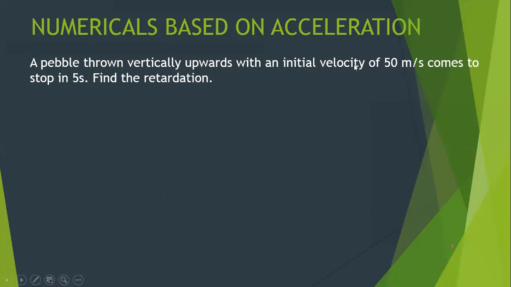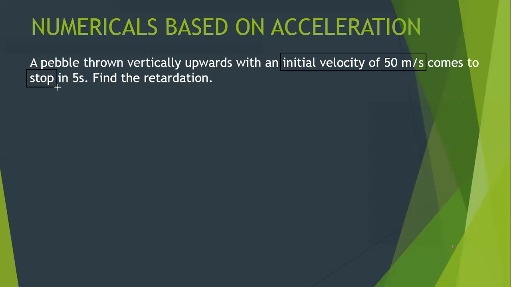So what is the initial velocity? You will find the initial velocity is mentioned here. The initial velocity is 50 meter per second. How much is the initial velocity? 50 meter per second. Comes to stop in 5 seconds. Can you tell me what will be the final velocity now?